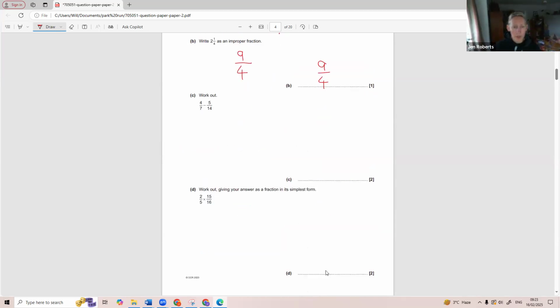4/7 take away 5/14. So when we subtract with fractions, we need a common denominator. What's the lowest common multiple of 7 and 14? It's 14. So I want to make my fractions both out of 14. This is already out of 14, so I can leave it as it is. How do I make 7 into 14? I multiply it by 2. Because I'm making it into an equivalent fraction, because I've multiplied the denominator by 2, I need to multiply the numerator by 2.